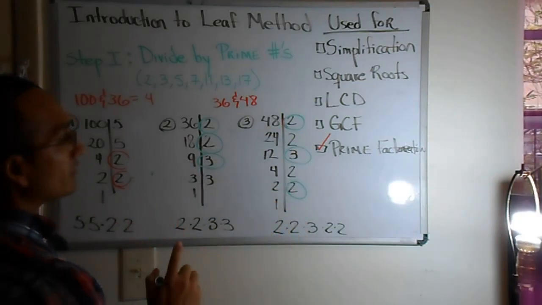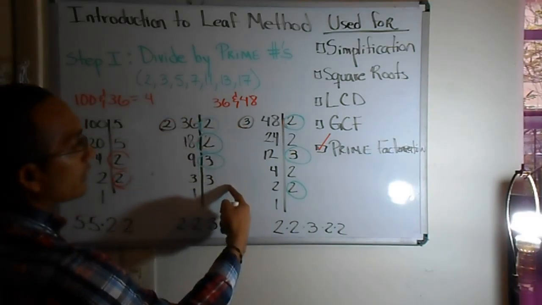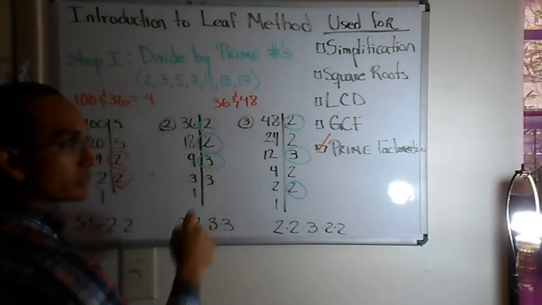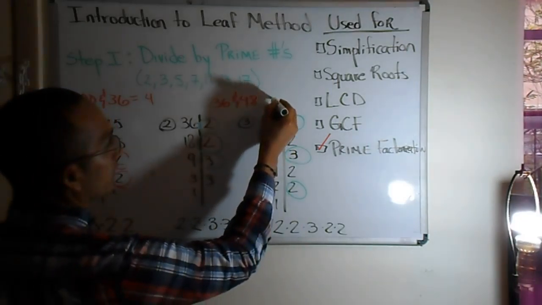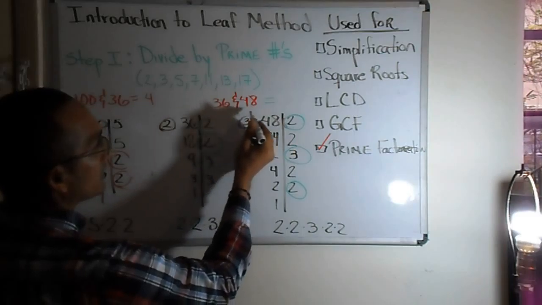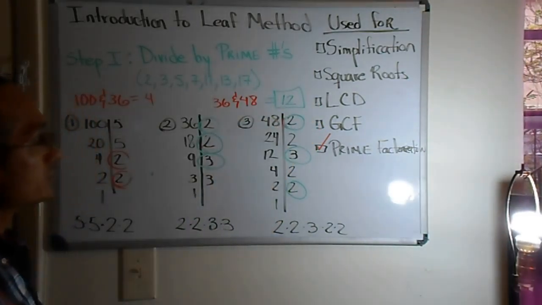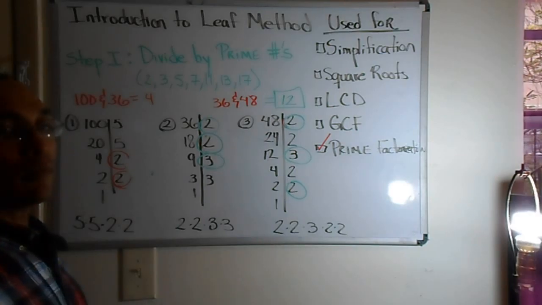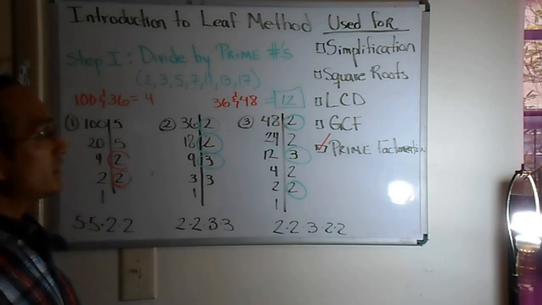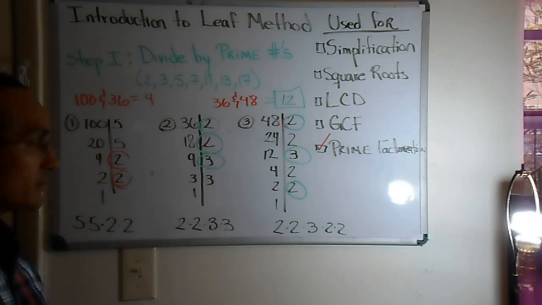So now we're going to multiply one of each pair on one side, all the numbers. So 2 times 2 is 4, 4 times 3 is 12. Therefore, the greatest common factor between 36 and 48 is 12. That covers the greatest common factors. Now, let's do a couple more examples, such as simplification.